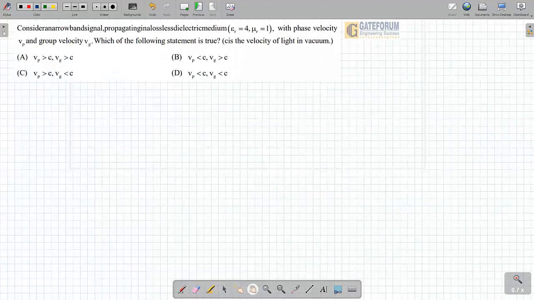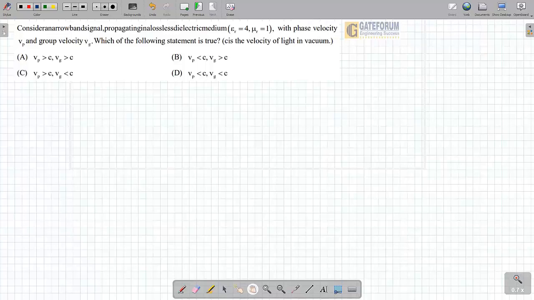Question from electromagnetic theory. It's a 1 mark question, and we have to determine the relationship between Vp and Vg with respect to c. Consider a narrowband signal propagating in a lossless dielectric medium. Epsilon r is given as 4, mu r is given as 1. Okay, so dielectric medium, dielectric constant is 4. With phase velocity Vp and group velocity Vg, the following statement is true. c is the velocity of light in free space.